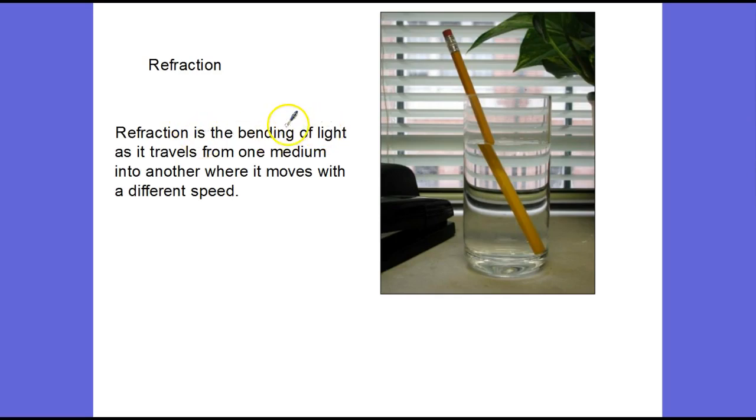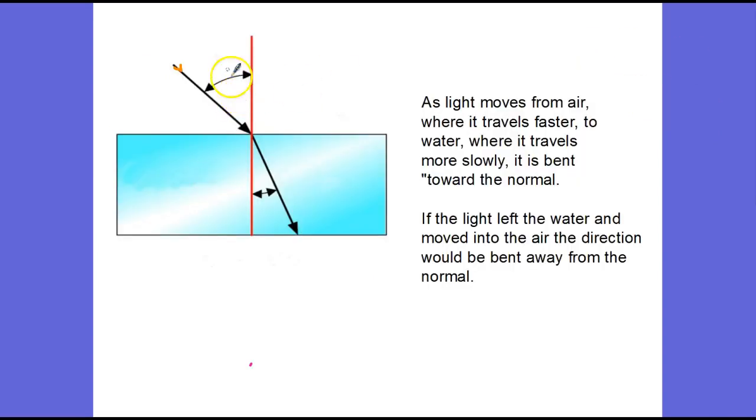Okay, refraction happens when light bends when it travels from one medium to another and changes speed, speeds up or slows down. And this is an example of refraction. The light that has to travel through the water travels differently than the light that travels through the air because they travel at different speeds in those two different media.